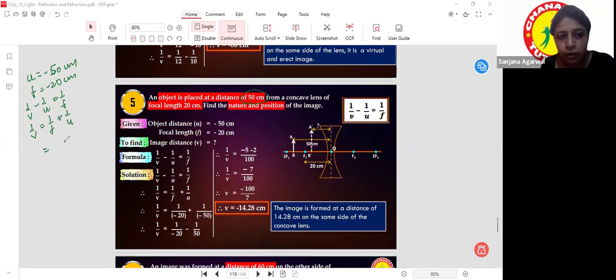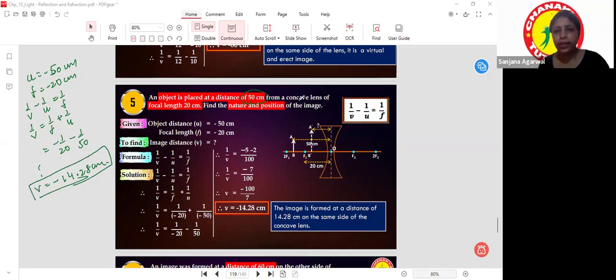Along with me, children, please keep practicing. Minus 1 by 20, minus 1 by 50. Take the LCM, solve the expression. You will get minus 14.28 centimeter. So as the image distance is negative, the image is obtained on the same side, and we know that a concave lens always gives us virtual and erect images. So the image will be virtual, erect, and on the same side of the concave lens.